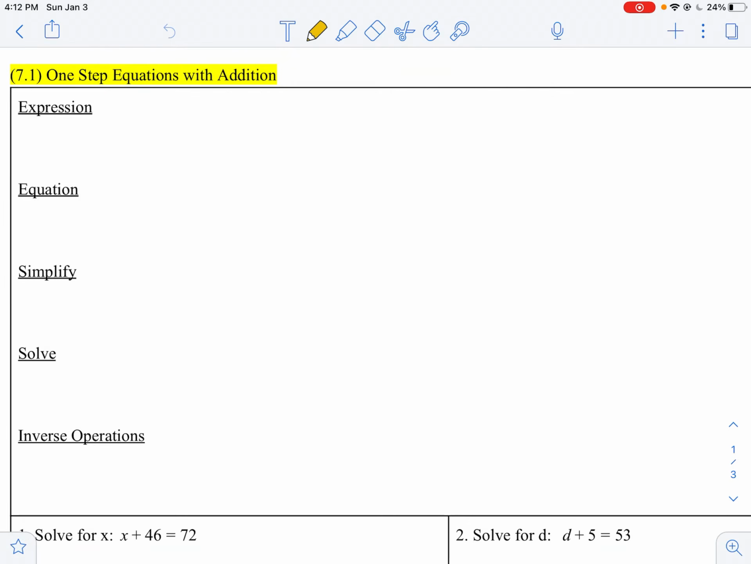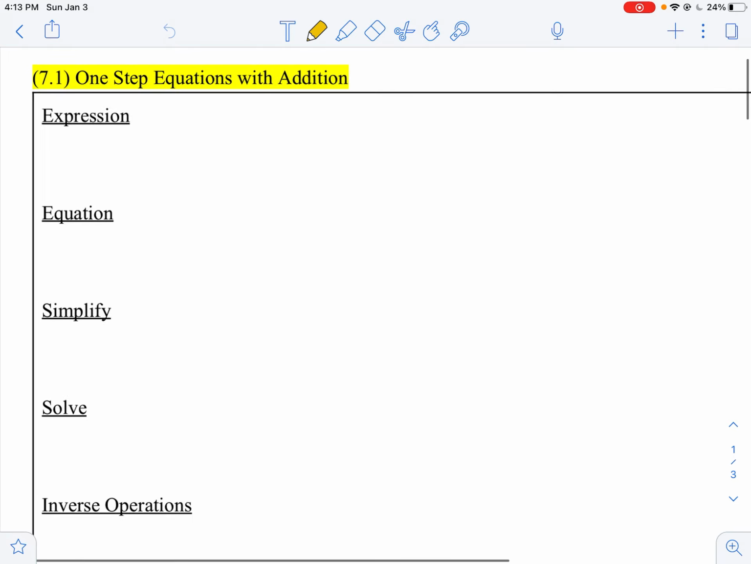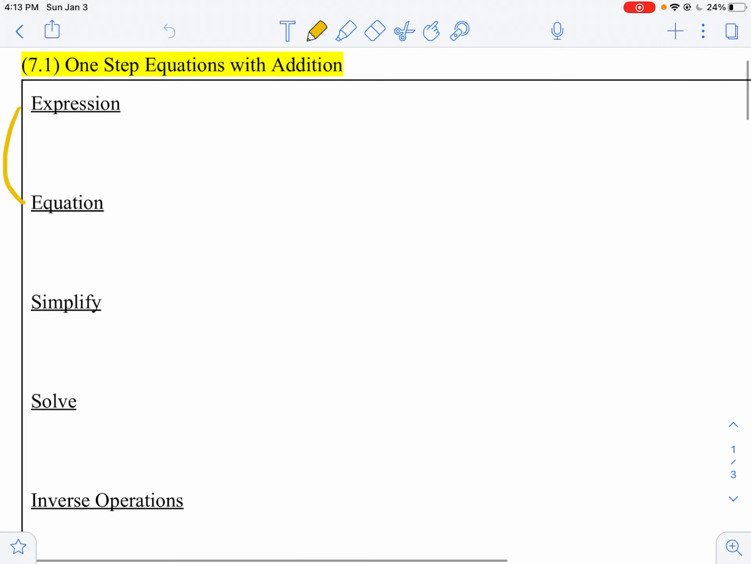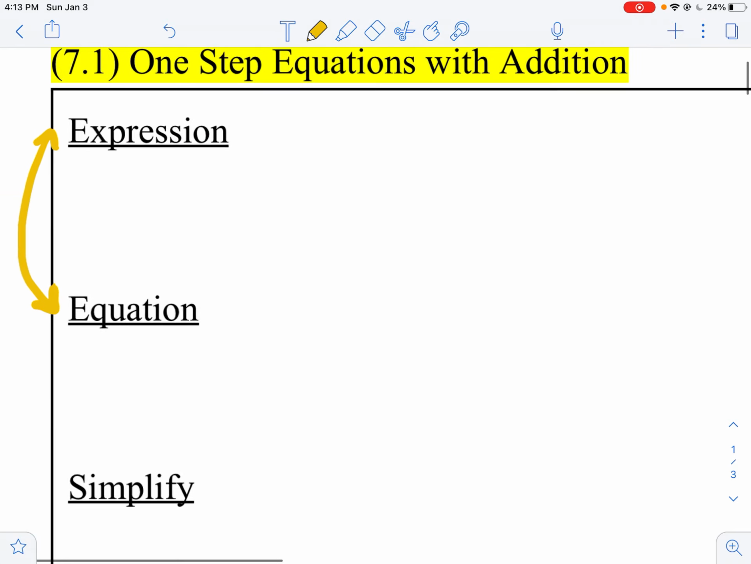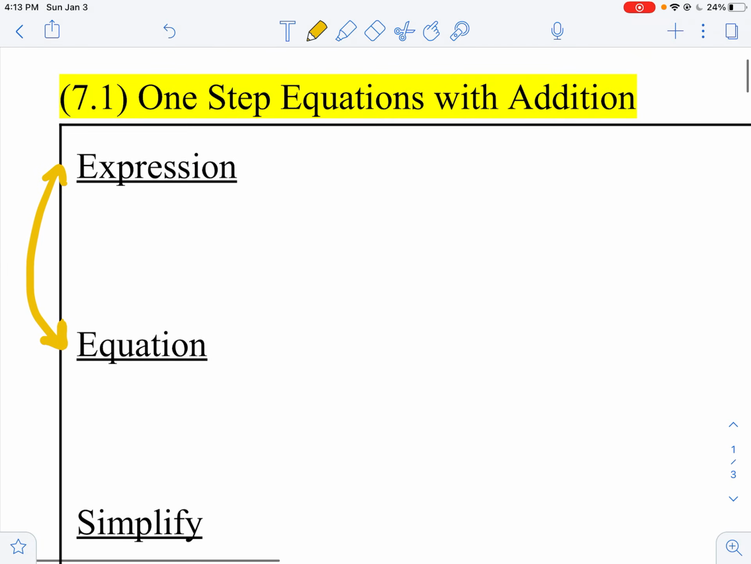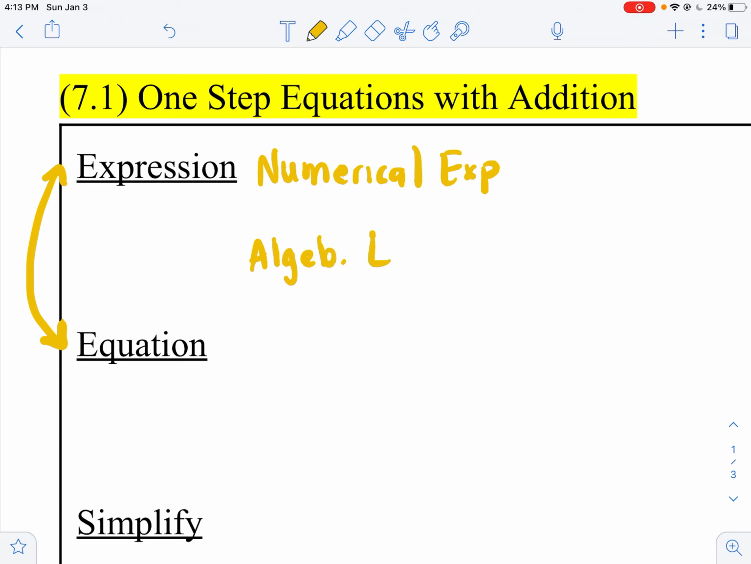In this video, we are going to learn one-step equations with addition. So first we have to go through a few definitions. The first one is expression. And what we're going to do is compare an expression with an equation. An expression, we have two types of expressions that we learned last chapter. We have numerical expressions and we have algebraic expressions.